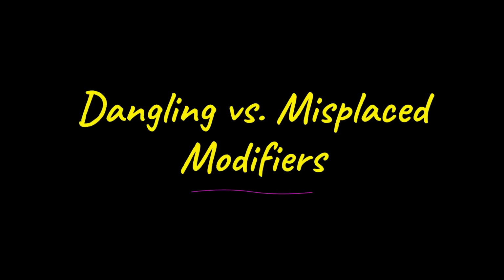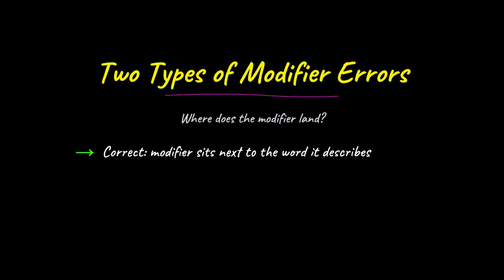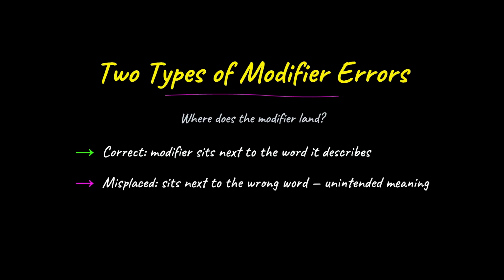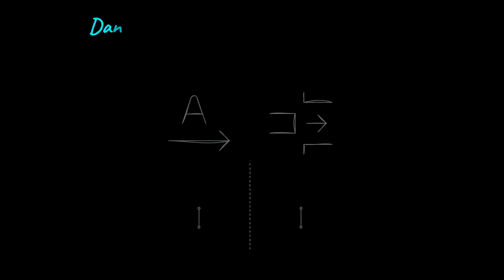Modifier errors are among the trickiest grammar problems on standardized exams because the sentences often sound nearly correct at first. Understanding the structural difference between dangling and misplaced modifiers is the key to catching and fixing them. A correctly placed modifier sits immediately beside the word it describes. A misplaced modifier is present in the sentence but positioned next to the wrong word, creating an unintended meaning. A dangling modifier is more severe. The word it logically describes has been omitted from the sentence altogether.